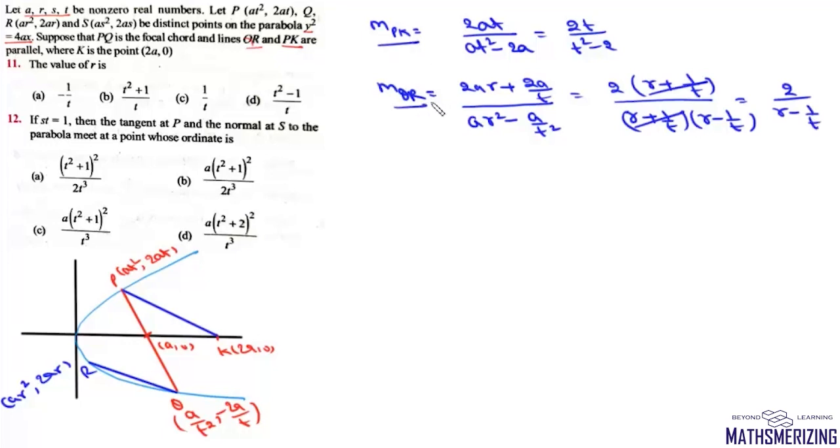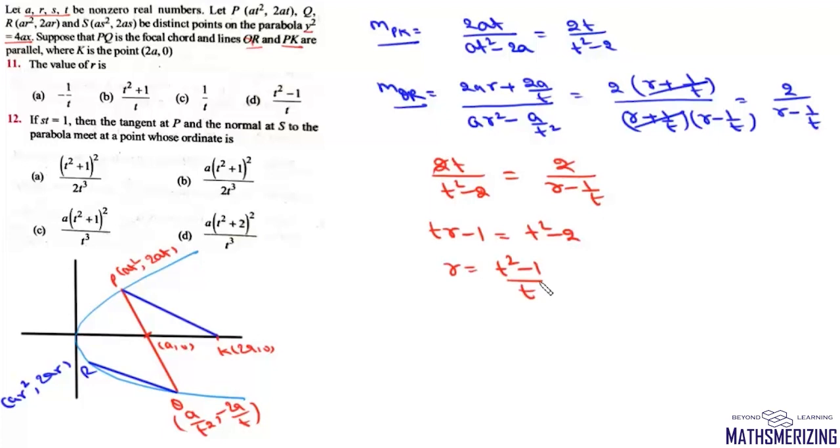Now they are parallel. So we'll equate them. So we'll write 2t upon t square minus 2 is equal to 2 upon r minus 1 upon t. Now this 2 will cancel. t into r minus 1, and this is t square minus 2. Value of r should be t square minus 1 upon t, and that's your option number D.